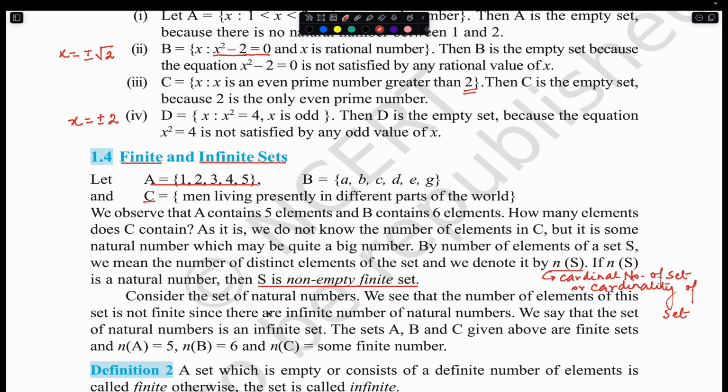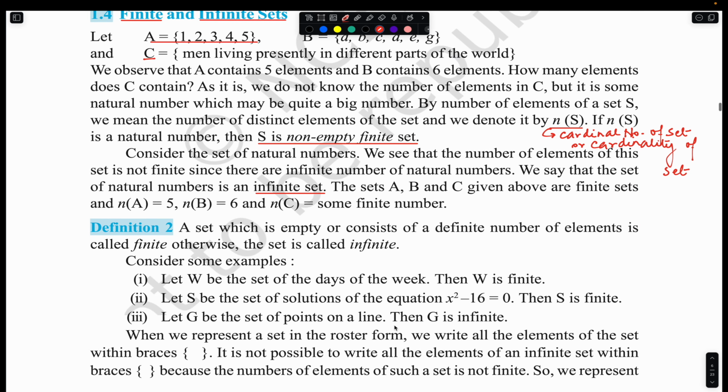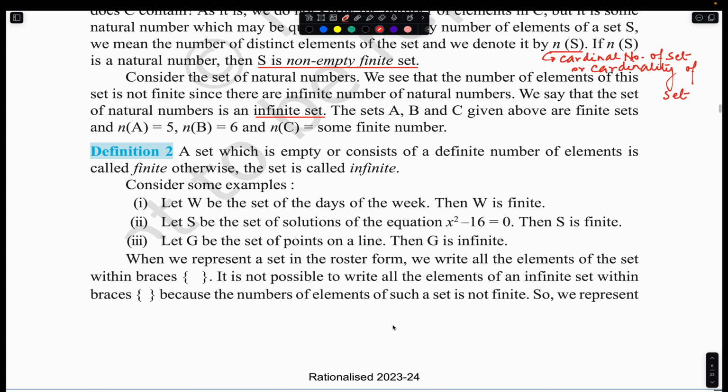Okay, so consider the set of natural numbers, for example. We see the number of elements in this set is not finite, since there are infinite natural numbers, right? We say that the set of natural numbers is an infinite set, right? So if you are able to identify that this set is going to have an infinite number of elements, then we say that the set is infinite. So the definition is: a set which is empty or consists of a definite number of elements is called finite. So even the empty set is also a finite set, or the set should have a definite number of elements. Then it is called a finite set. Otherwise, the set is called infinite.